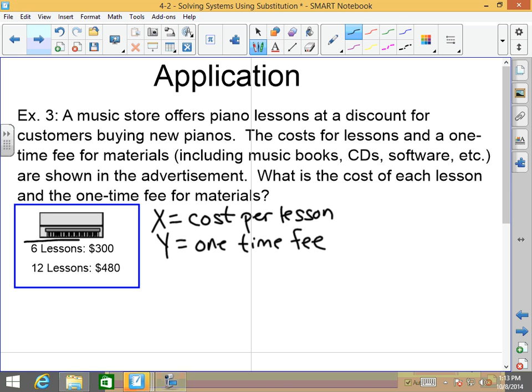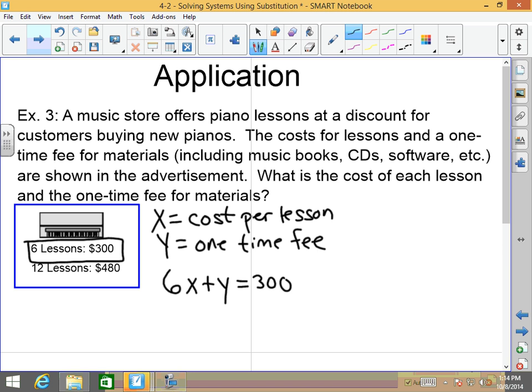For 6 lessons and a one-time fee, don't I pay $300? So 6 lessons, what are we calling lessons here? X plus the one-time fee of y equals 300.